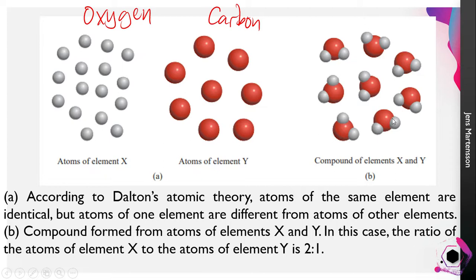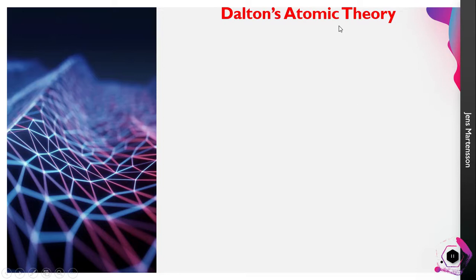So for example, this one here, letter B, a compound of elements X and Y, is carbon dioxide. Carbon dioxide has one carbon and two oxygen. So the ratio of atoms in this compound is 2:1, two oxygen to one carbon in one compound or molecule of carbon dioxide.